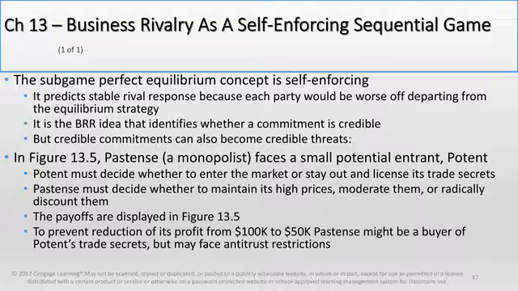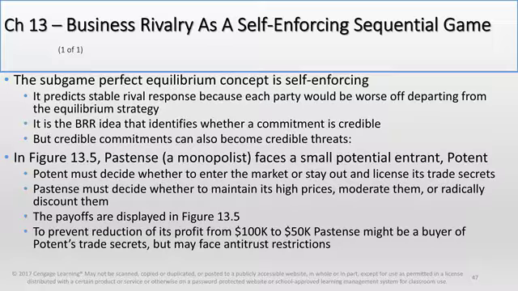Case examples. Ulcer relief medicine, figure 13-5. The players: Pastinence, the incumbent monopoly ulcer drug provider, and Potent, an innovative potential entrant to the market. Potent's first decision: enter the market, or stay out and license its trade secrets to others.